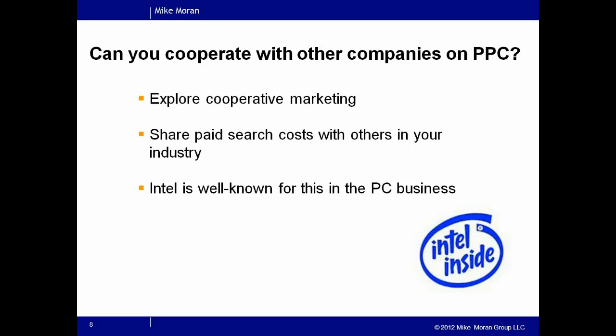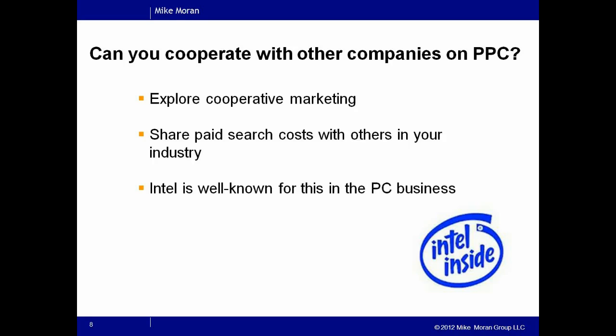to do cooperative marketing. Now, at IBM, when they were in the PC business, they did a lot of cooperative marketing with Intel. And if you see the whole Intel Inside program, that's really what's going on, is that Intel is providing money to the companies that put their chips in their products so that they're helping those companies do marketing.